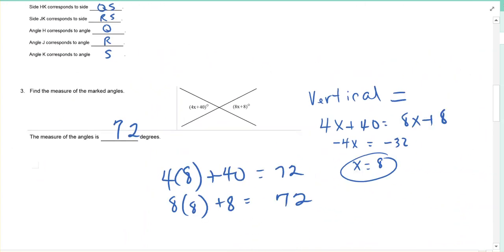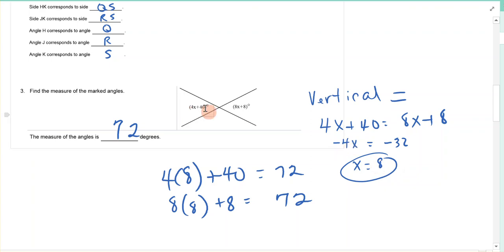All right, on number 3, it says find the measure of the marked angles. Well, remember, these are vertical angles, so they have to be equal. So we just set them equal, and then we solve it. So if I subtract 40 over here, I get negative 32. And then if I subtract 8x this way, I've got negative 4x. Divide by negative 4, and I get x is 8.